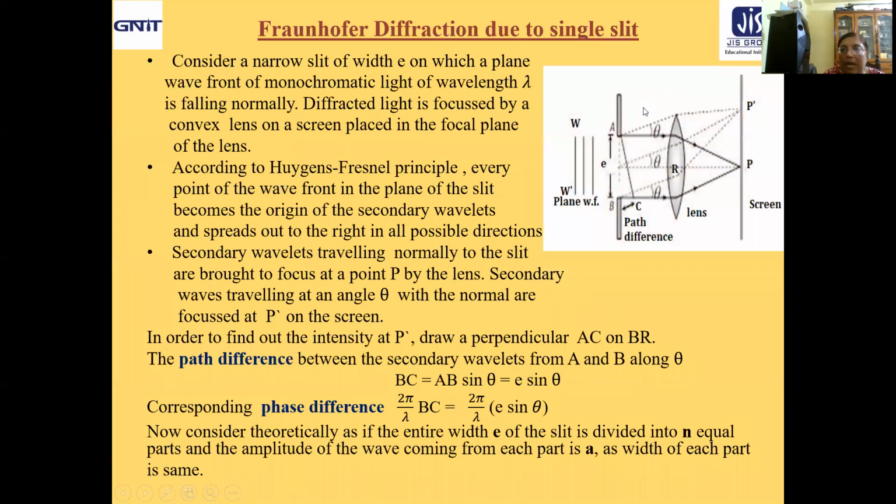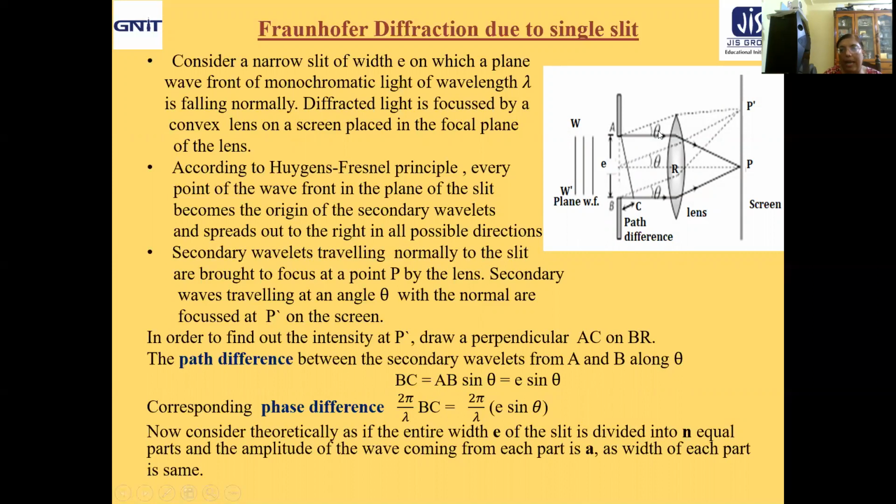For that purpose, let us consider a slit of width small e. This is a single slit of width small e on which light from a distant source, that means from infinity, with the help of that lens arrangement, is falling normally from the left. That means the corresponding wavefront is a plane wavefront, which is falling normally on this.